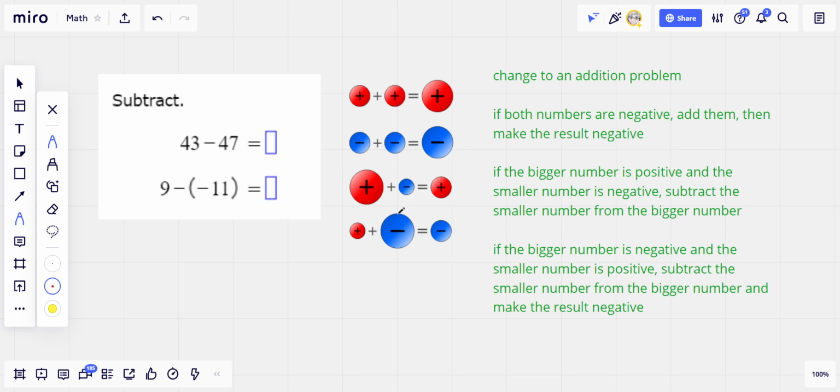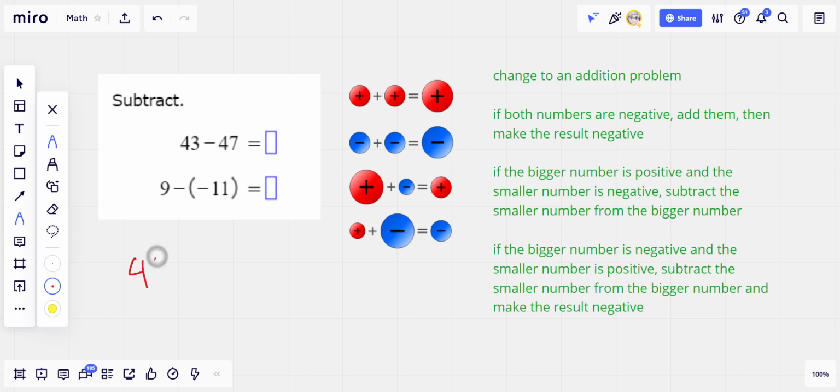And then there's one more rule, and that is if you see two negative signs in a row, you can change them into a positive sign. So let's see if we can apply all of that knowledge to these problems here. Our first one is 43 minus 47.